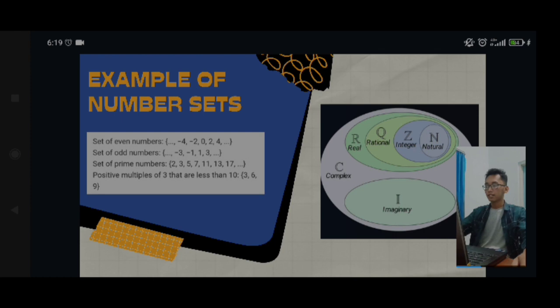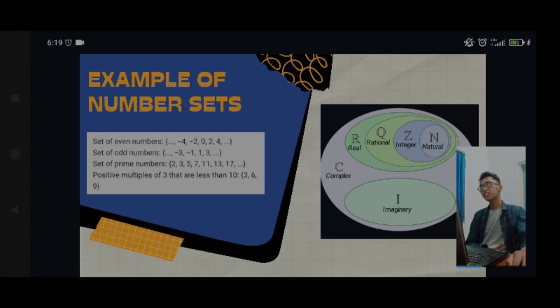For example, the set of even numbers, which is -4, -2. We know that an even number is a number that can be divided by 2. Then we also have the set of odd numbers, which is a number that cannot be divided by 2. And we also have the set of prime numbers, which is a number that can only be divided by 1 and itself, and it just goes on. There are so many number sets that we can find in math.